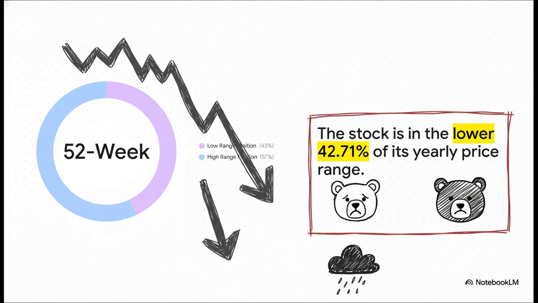And if we zoom out a bit to look at the whole year, we can see the stock is hanging out in the lower half of its price range. It's much closer to its annual low than its high, which, you guessed it, just adds more weight to that bearish evidence. So far, the story's definitely one of weakness.